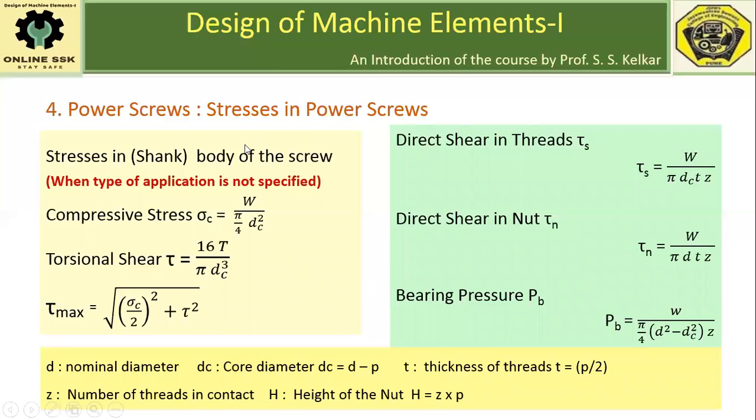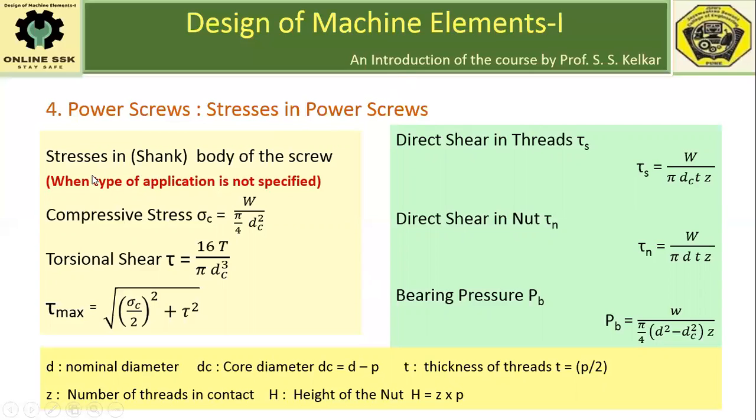Now when we say stresses in a power screw, we mean stresses in the body of the screw, the shank of the screw, as well as stresses in the threads of the screw. The power screw comprises a body or shank, and there will be a thread portion. So stresses will be developed inside the body of the screw, as well as inside the threads of the screw, and we have to deal with them differently.